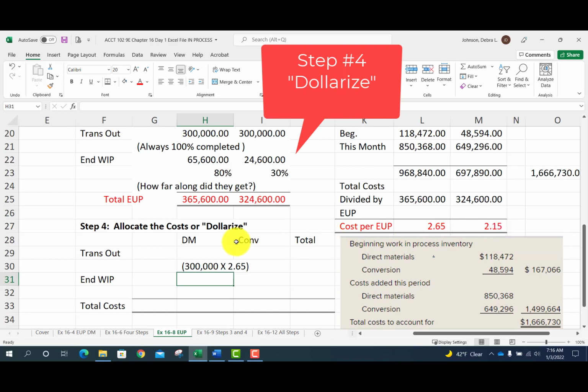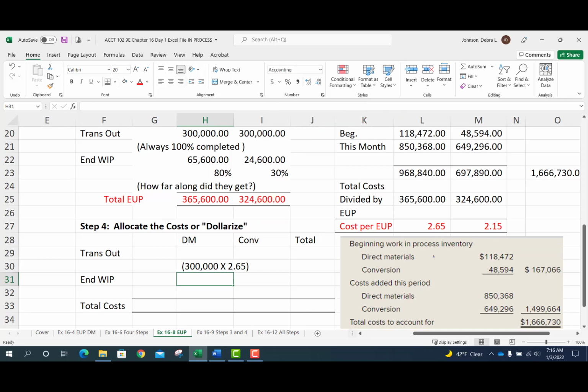Then ending WIP will be the one that many people struggle with. We'll take these units derived in step 2 and multiply those units by the costs derived in step 3. You'll hear me use the word dollarize. Take a moment to do that step and we'll come back and look at the answers.